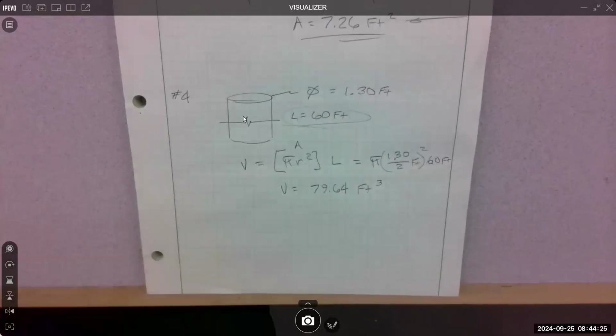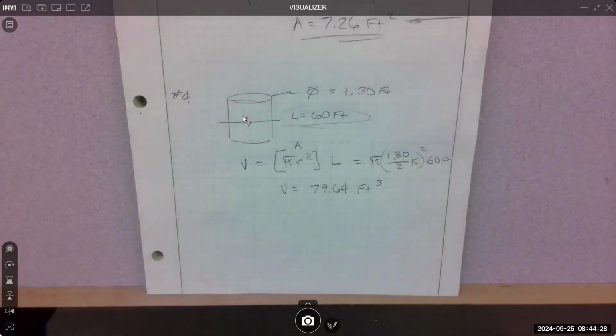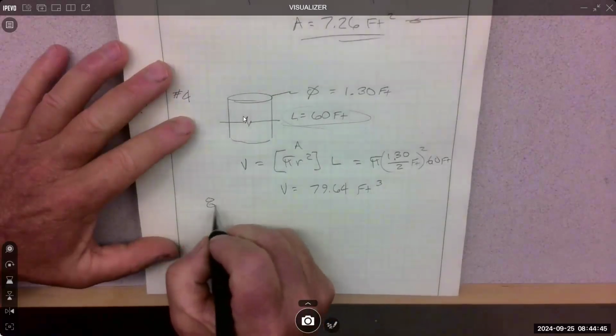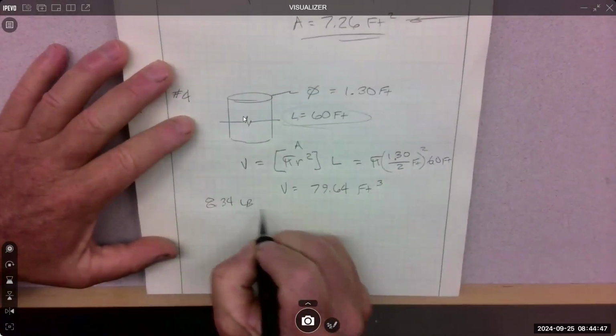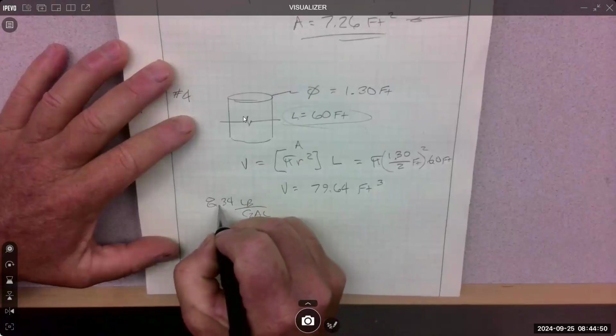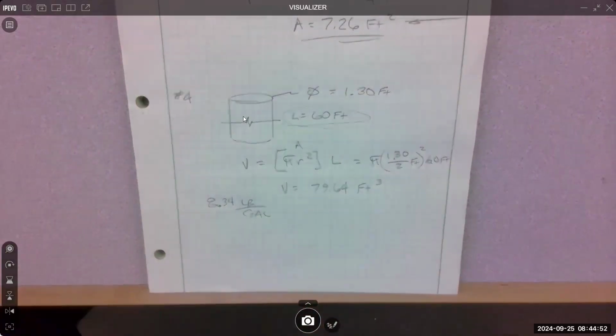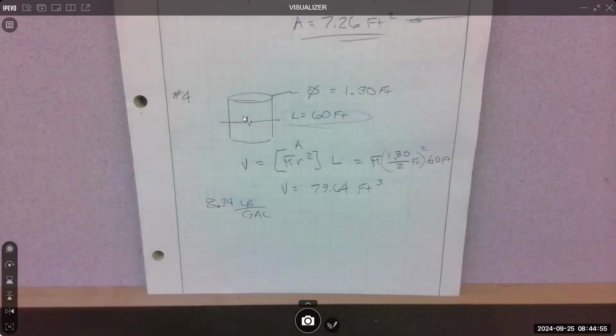Yep. All right. How much weight is that? This is just an add-on. How much weight are we talking here? Did we get the weight last time? Let's say it's water. Water in the tank. How much does water weigh? We looked it up last time. 8.34 pounds per gallon. So you can probably Google weight of water in pounds per cubic foot also. That would be like one less step.